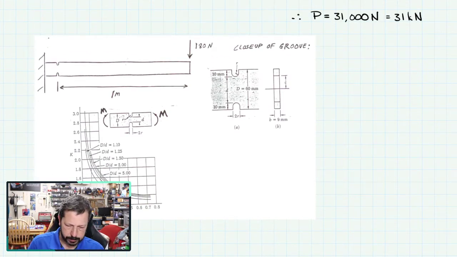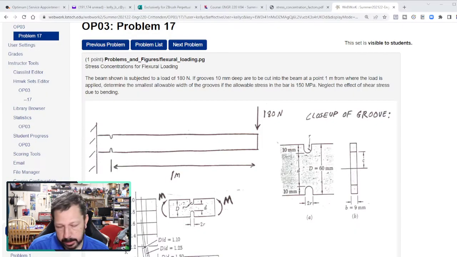We need the text that goes with this. Let's see what it says. The beam shown is subjected to a load of 180 newtons. So this is going to create a moment at this notch back here. If the grooves, so those little notches towards the left end of the beam, are 10 millimeters deep, and they're going to be cut into the beam at a point 1 meter from where the load is applied. So they've got a 1 meter label on the picture here.